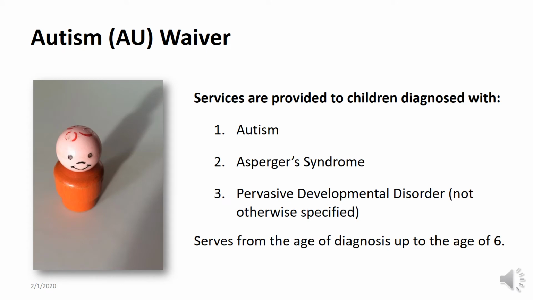The Autism, or AU, waiver. Services are provided to children diagnosed with autism, Asperger's syndrome, or pervasive developmental disorder, and it serves from the age of diagnosis up to the age of 6. Clarification on that: children can apply up until their 6th birthday, and then they don't age out at age 6. What happens is that services are limited to 3 years from whenever they begin receiving them. So if a child is diagnosed at age 5 and gets on the waiver, then he could have the waiver services up to age 8. However, there is an additional year that may be submitted for approval. That additional year may be available in some cases based on the review process.